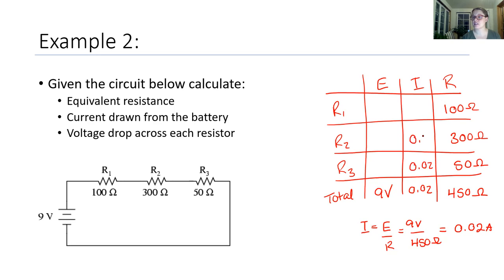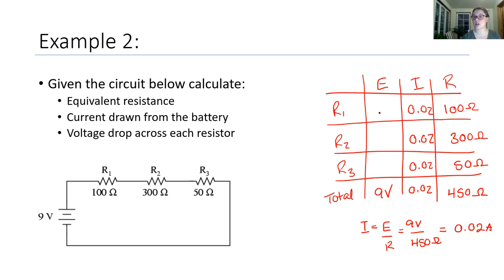And the current is the same everywhere because we have one path. Now we can calculate the voltage drop across each resistor. We know the greater the resistor, the greater the voltage drop, or the more it will reduce that push. So we should see that's true.